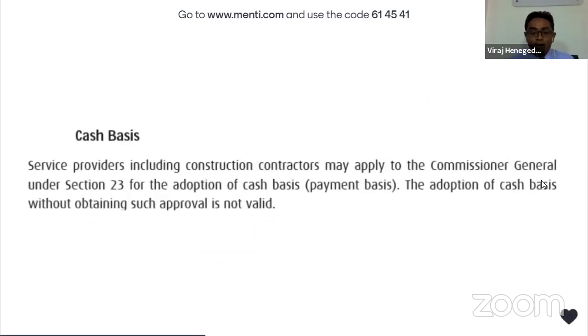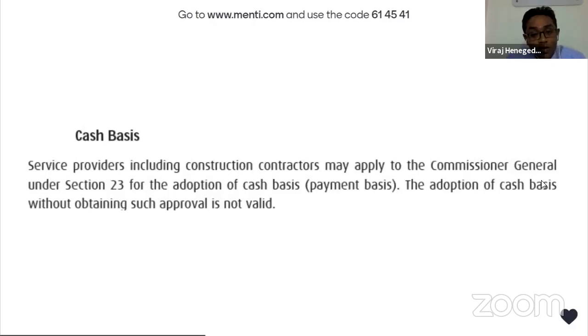Right. Many of you have correctly mentioned that one, because the exempt supply is not included. That's what I told you before. Now, cash basis, as I have already explained. Again, the most important thing is, if you want to go for the cash basis, you must get approval from the Commissioner General.